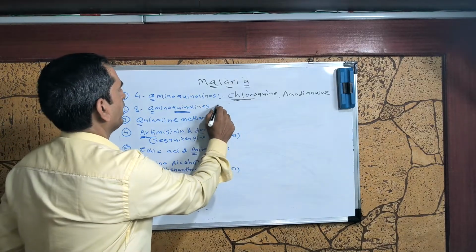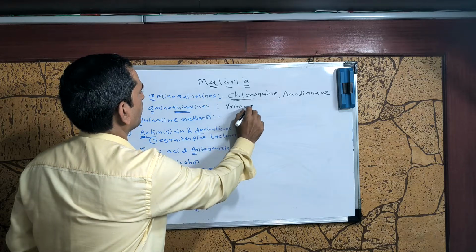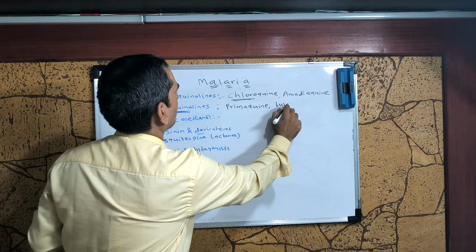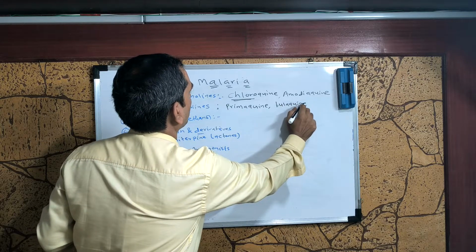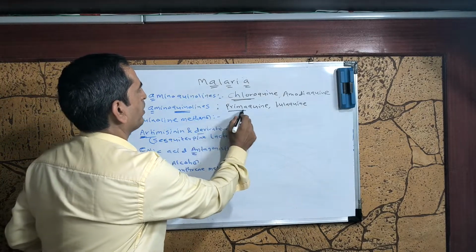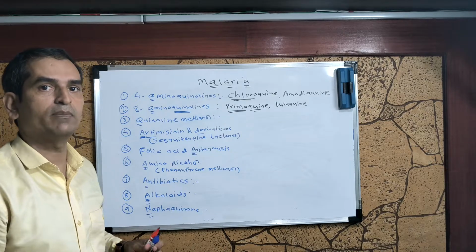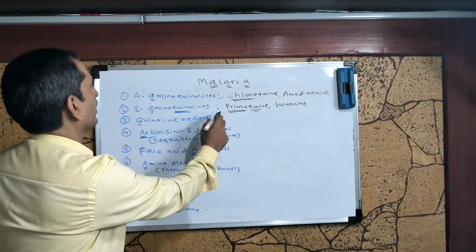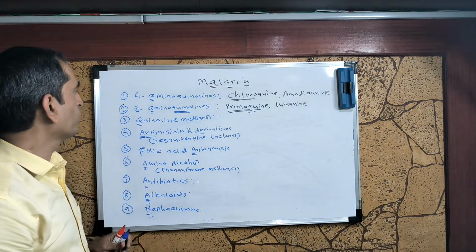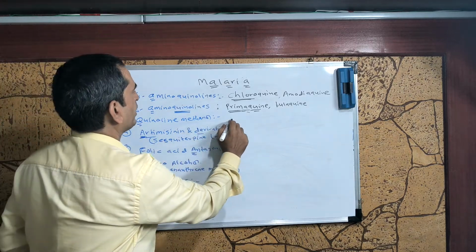The second category example here is primaquine. Then we have bulaquine and tafenoquine. So primaquine, again you have to remember because this is a drug which is commonly used for treatment of hypnozoites in Plasmodium vivax. So that's why primaquine becomes important to remember, and this belongs to the category of 8 aminoquinolines. Quinoline methanol, example is mefloquine.